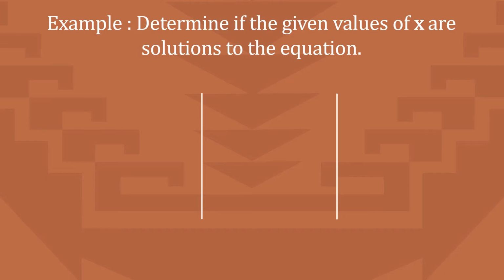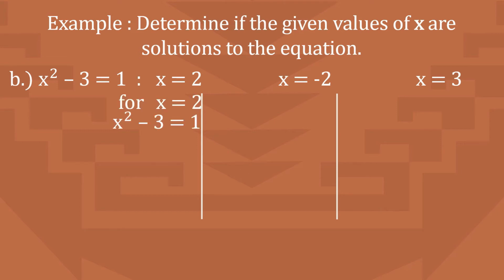Example, determine if the given values of x are solution to the equation. Letter B, x squared minus 3 equals 1. X equals 2, x equals negative 2, x equals 3. For x equals 2, copy the equation, substitute the value of x to the equation. It will become quantity 2 squared minus 3 equals 1. 2 times 2 equals 4, minus 3 equals 1. 1 equals 1. Therefore, this is true.